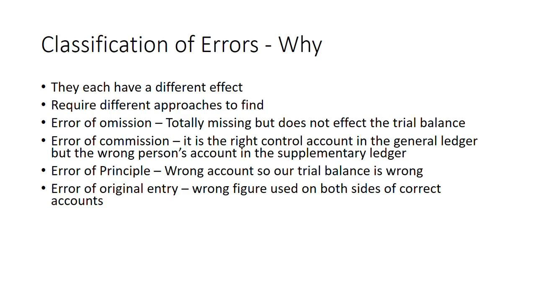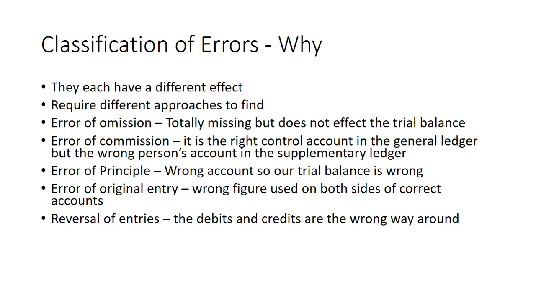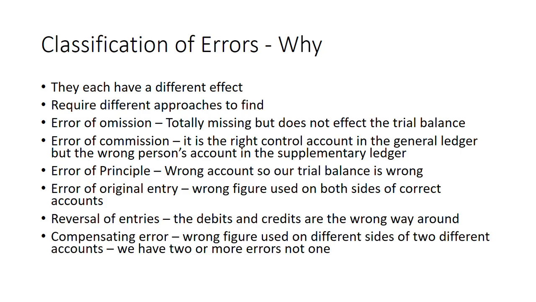But here in this instance, we've got a compensating error that perfectly balances against each other, and so the trial balance still balances. So we then also have this last one, which is the reversal of entries. The debits and credits are in there the wrong way around, and we've got a compensating error.